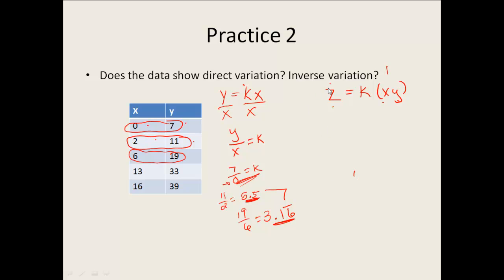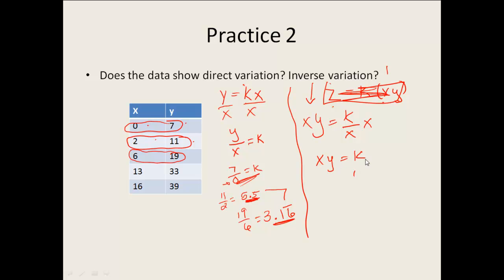Now we have to go back and check the inverse variation. So again, I'm going to start with my generic setup. y equals k divided by x. Well, I'm going to isolate that k again. So I'm going to go ahead and multiply both sides by x. So I would have x times y is equal to k. Now I need to go through and check if my k is constant.